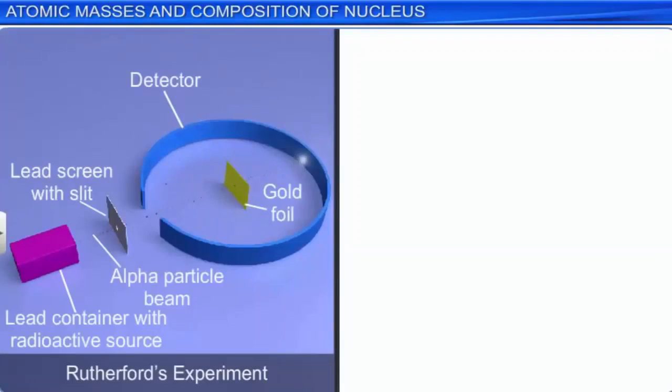It was found that a nucleus of atomic mass number A has a radius r, which is equal to r naught into A power 1 by 3, where r naught, a constant, is equal to 1.2 × 10⁻¹⁵ meter. Compared to an atom, the nucleus is very small, nearly 10⁴ times smaller than an atom.